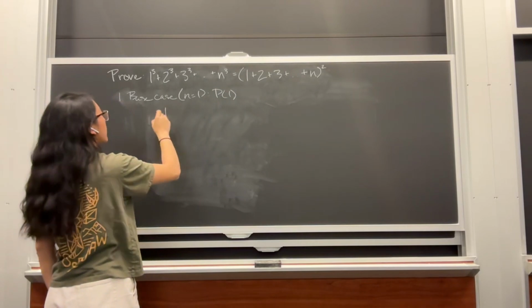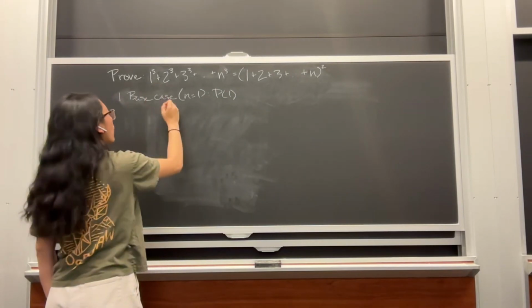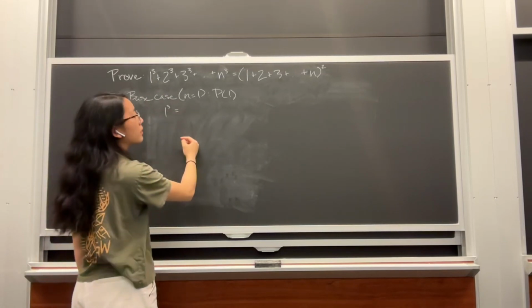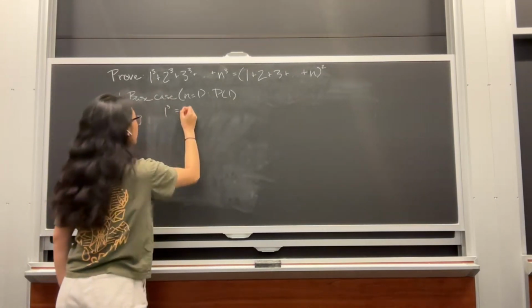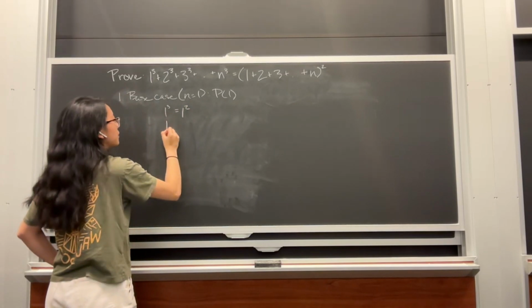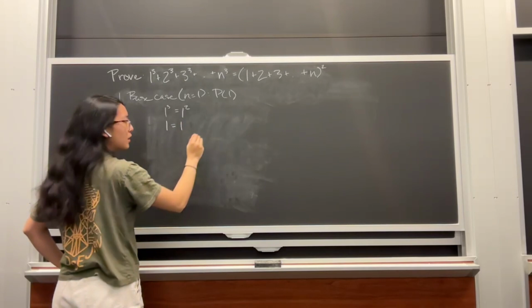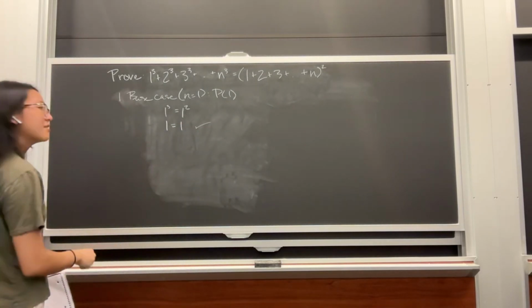So let's put 1 in for n. So that would be 1 cubed is equivalent to 1 squared. And we know that's true because 1 cubed is 1 and 1 squared is 1. So that is a true statement.